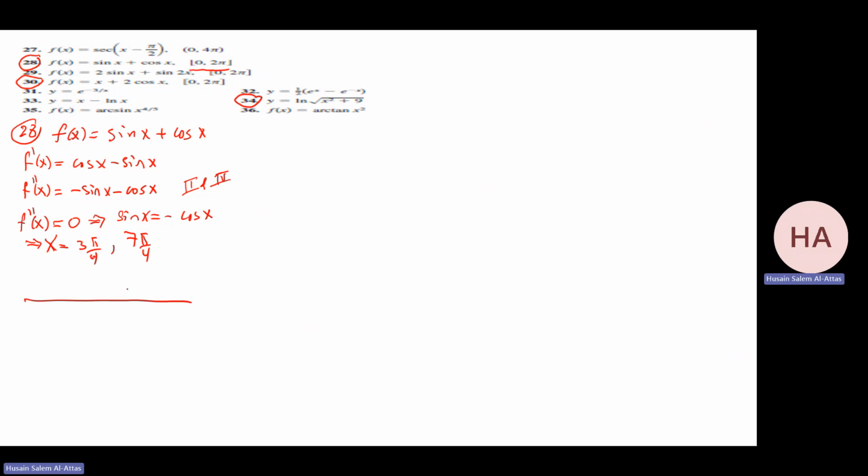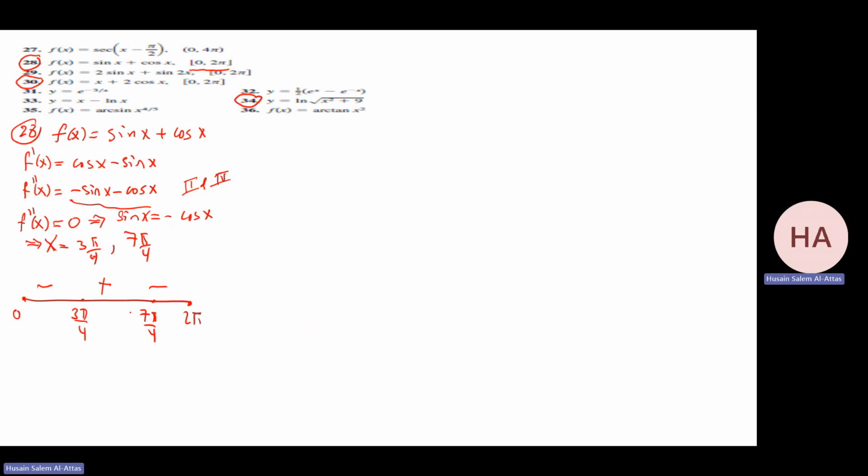Okay, so I'll make the test intervals. This is 0, this is 3 pi over 4, this is 7 pi over 4, this is 2 pi. I have to check this function. I take pi over 2, it will be minus 1, 0, so that will be negative. For 3 pi over 4 to 7 pi over 4, take for example pi, it will be 0 plus 1, that will be positive.